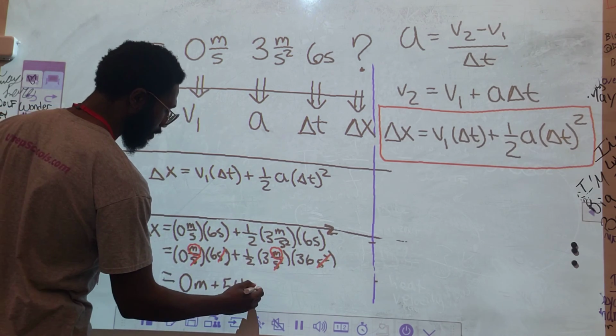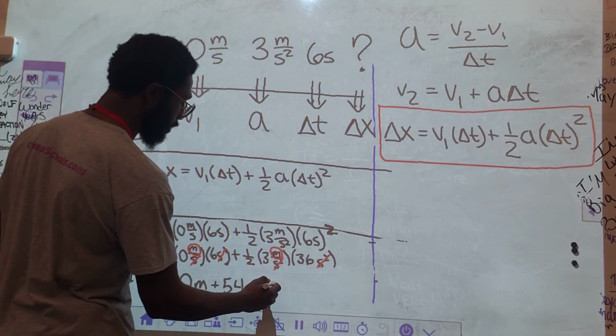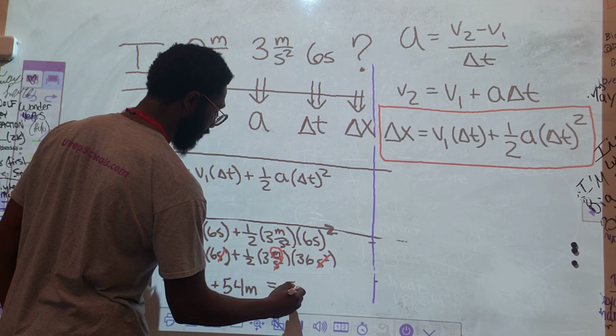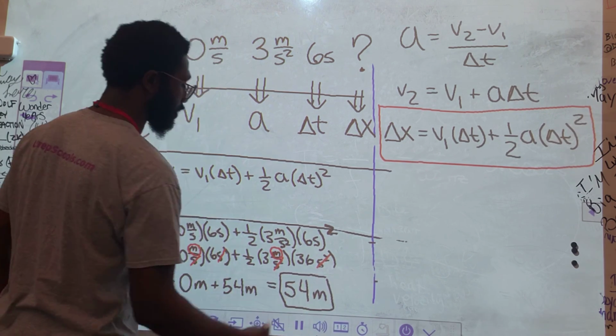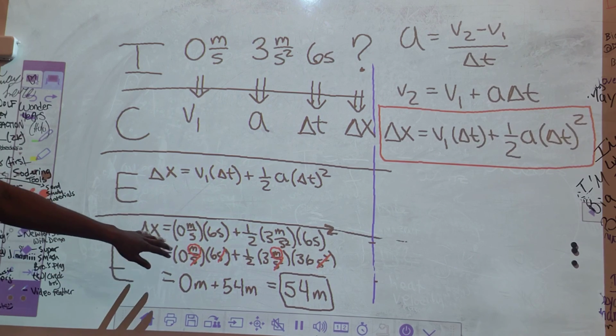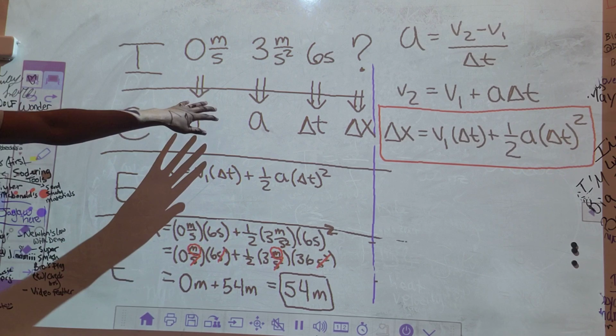Okay? So now we have 0 meters plus 54 meters. So 0 plus 54 is going to be 54. All right, we've got our unit of meters. So this is telling us that this person traveled 54 meters during this time. All right.